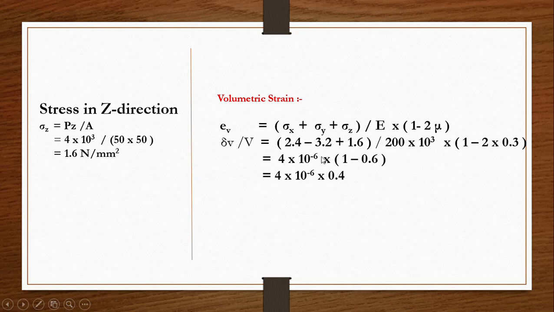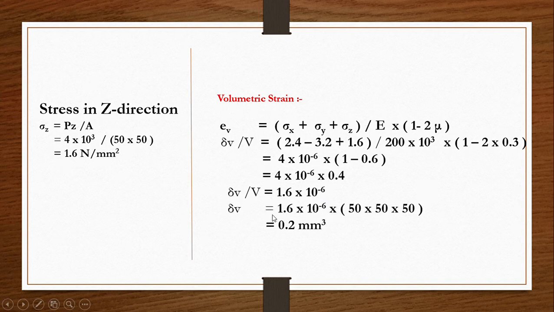So here 4 into 10 raised to minus 6 into (1 minus 0.6). So the final answer will be 1.6 into 10 raised to minus 6. That is the volumetric strain. And we have to calculate the change in volume.